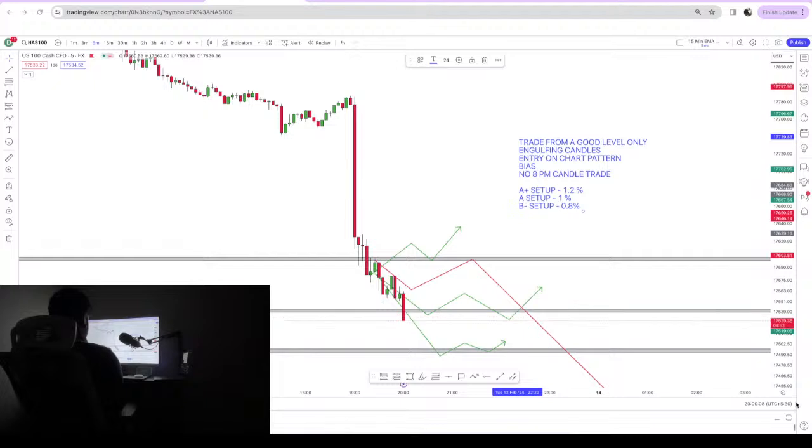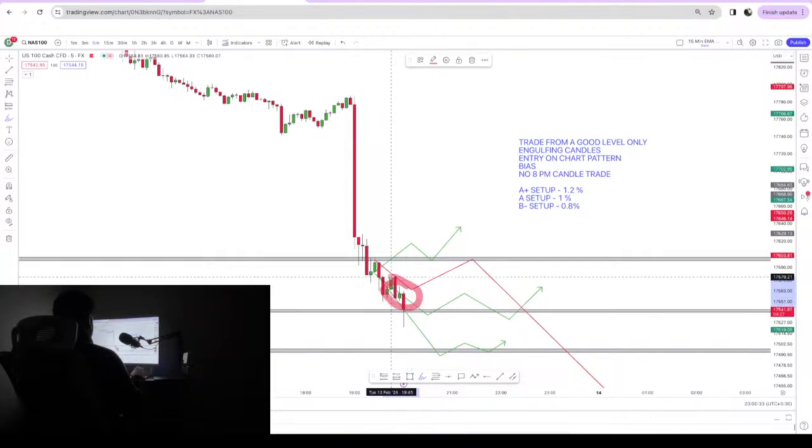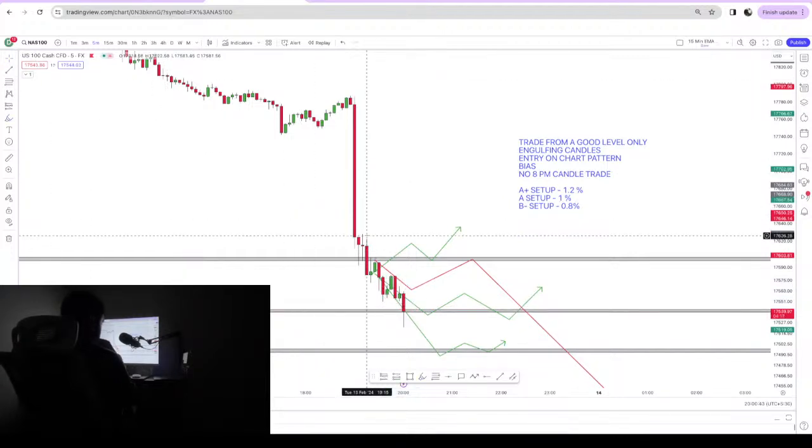So it's the 8 p.m. candle now, a high momentum candle. So if we get an engulfing candle, a bullish engulfing candle, we can take this trade. Let's wait and watch what happens.